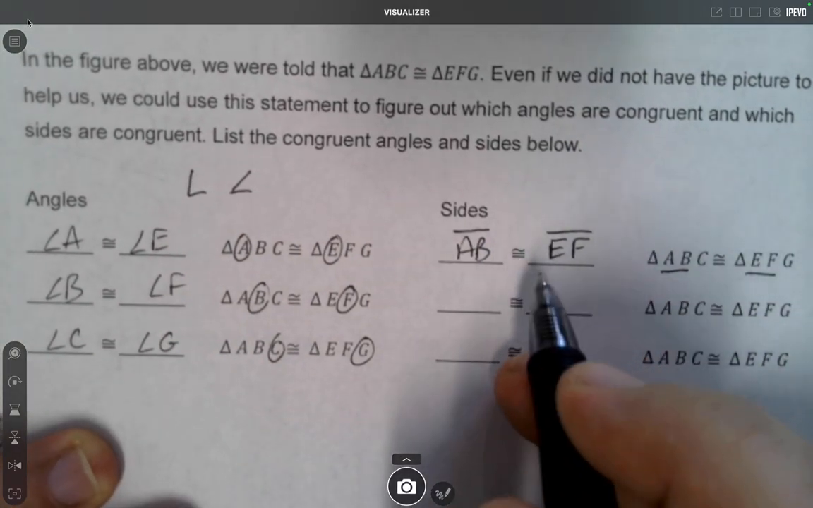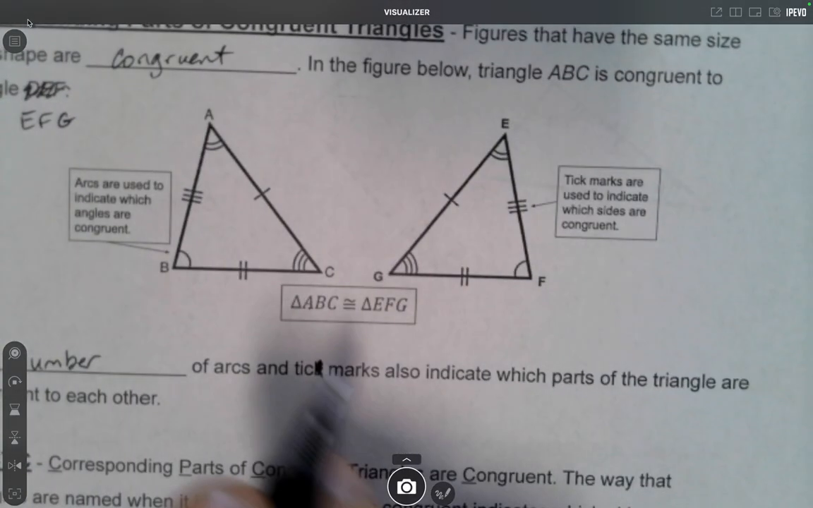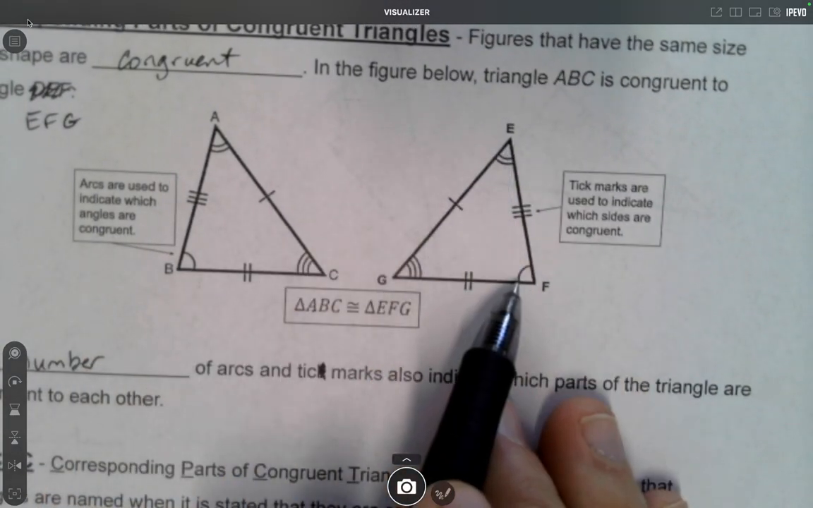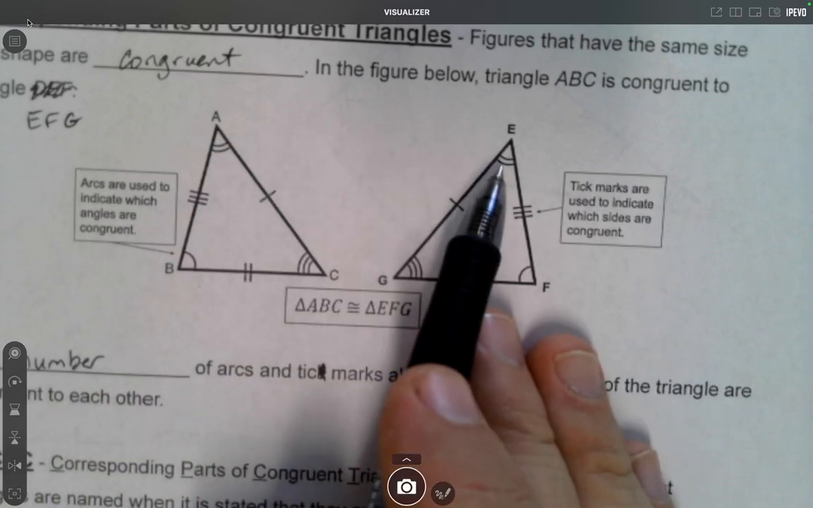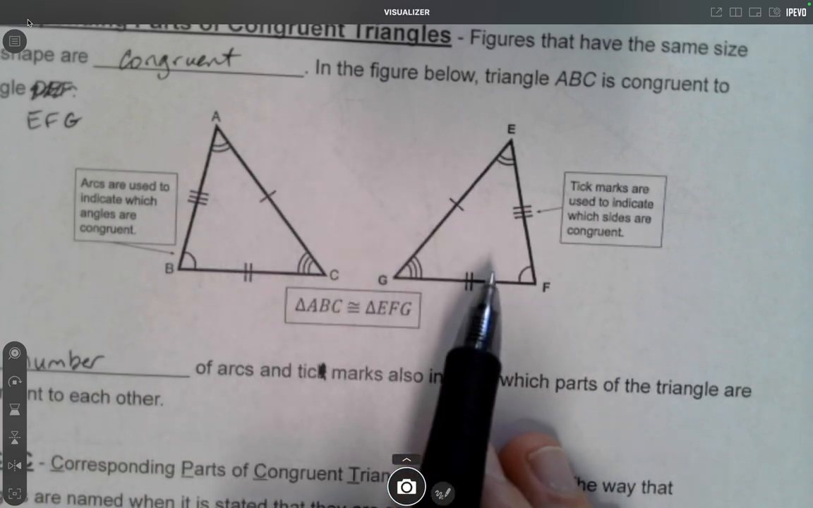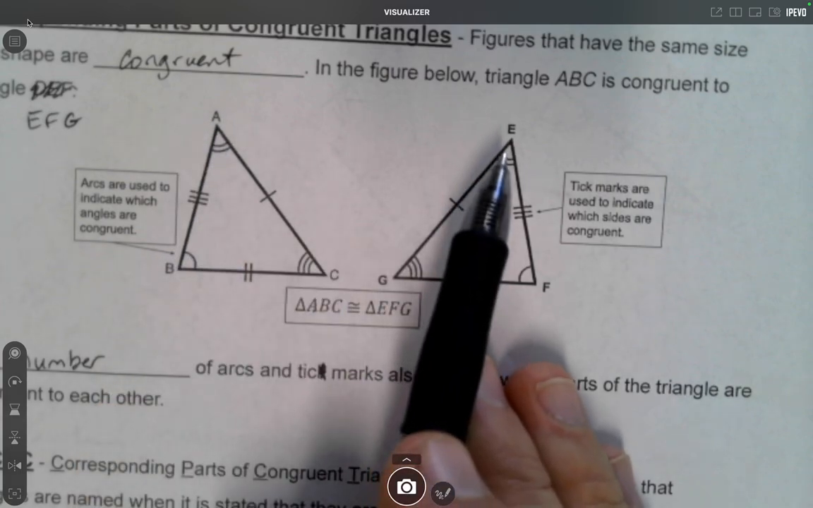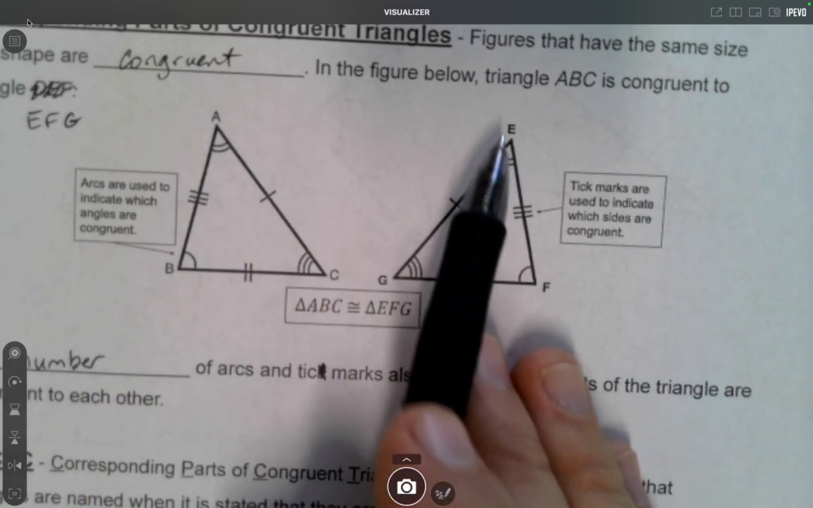And the order you put these letters in does matter. So I said AB is congruent to EF because if you look, A and E are congruent, B and F are congruent. So if I put A first when I say the side AB, I've got to put E first when I say this side, EF.